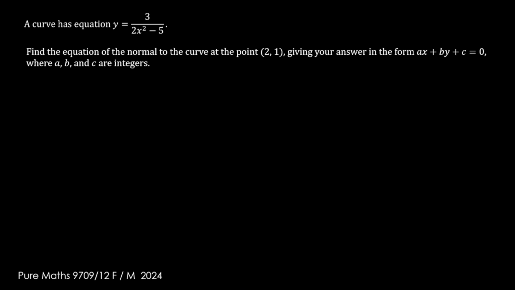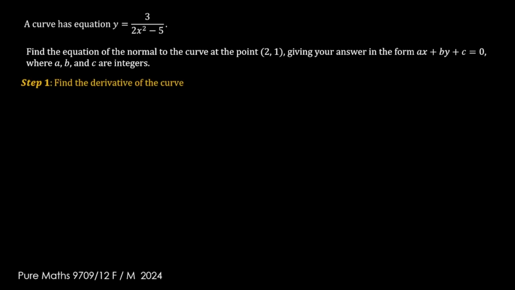Let's find a solution. We have a curve with equation y equals 3 on 2x squared minus 5. Find the equation of the normal to the curve at the point (2, 1), giving your answer in the form ax plus by plus c equals 0, where a, b, and c are integers. Let's go through the procedure.